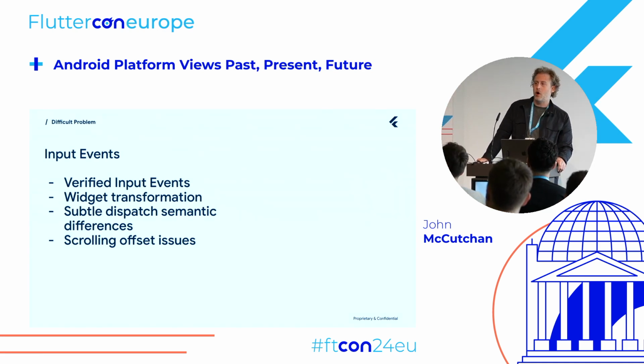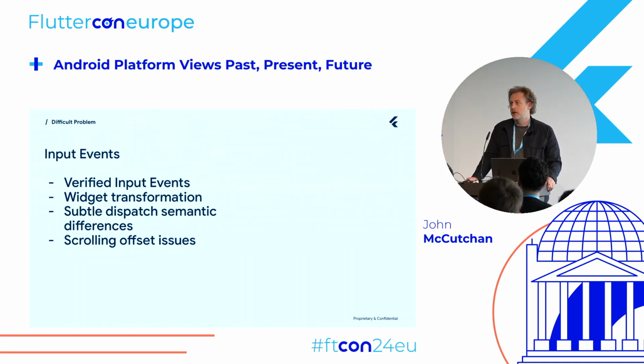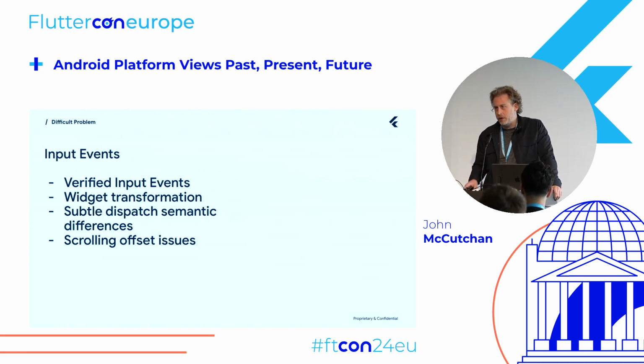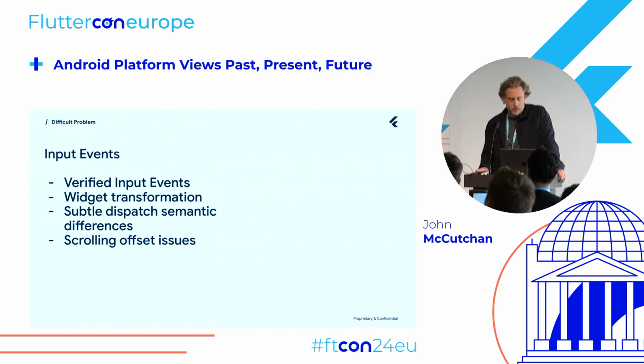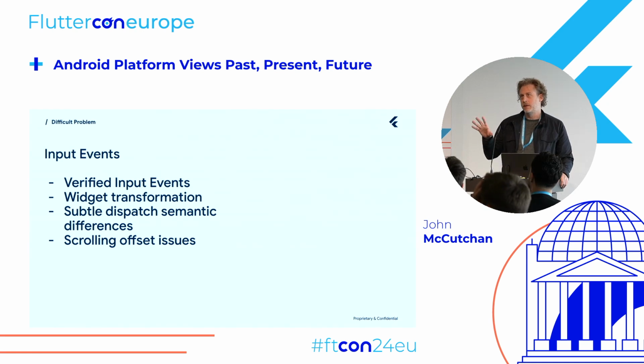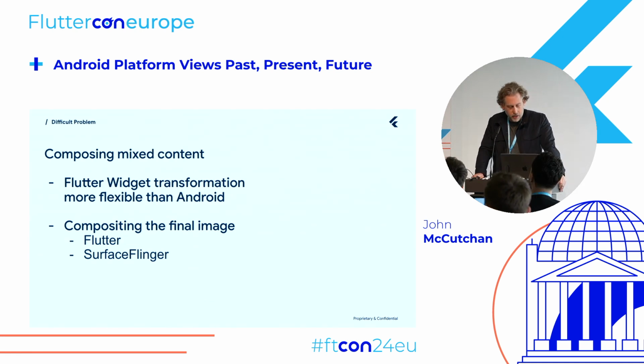Flutter supports a pretty arbitrary set of widget transformations that you could apply. Android does not. And so we can get into situations where you have in your Flutter widget tree a platform view and you provide a 4x4 matrix, and there's no way to actually map that to something that Android can support. We're just more expressive. There are subtle event dispatch semantic differences between Android and Flutter. There are scrolling offset issues that we have to deal with. It's tricky to pretend that this Android view is actually part of your Flutter app, in a way that feels exactly the way it would if you had a fully native Android app.